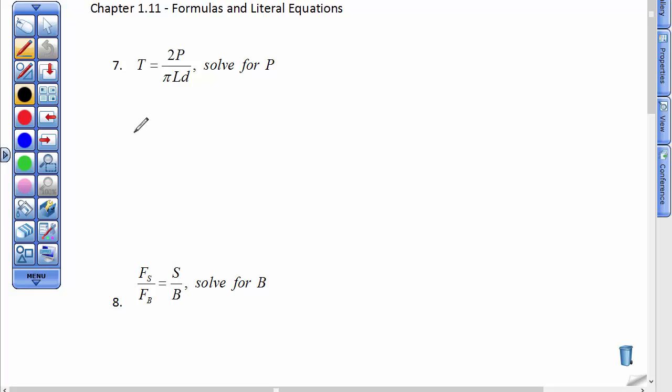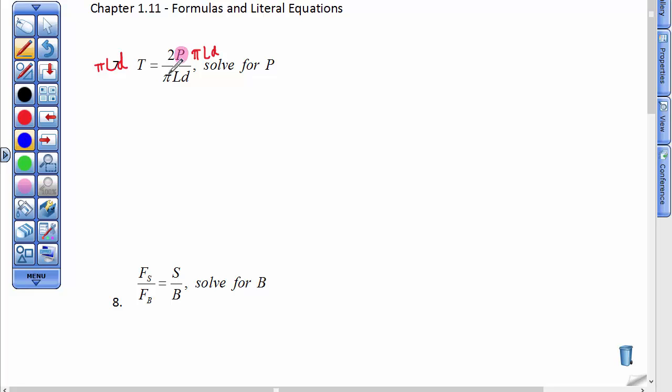Okay, let's continue to rearrange formulas for a different letter. In this particular case, I want to rearrange this formula and get the letter P alone. Now, mind you, clear both denominators. Many people would say let's just multiply both sides by pi LD right away. That's what they would say. Let's multiply both sides by pi LD.